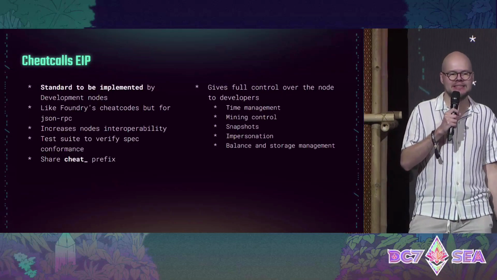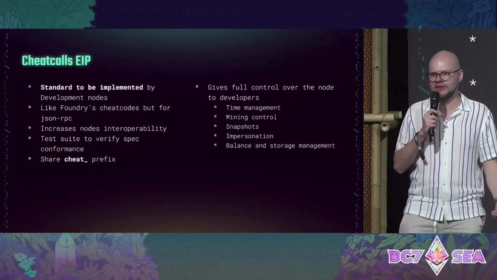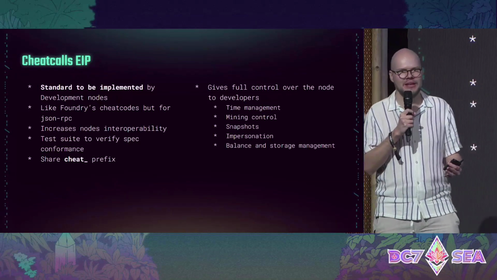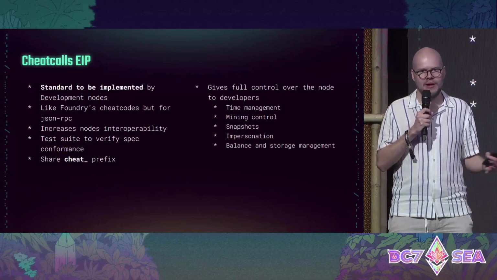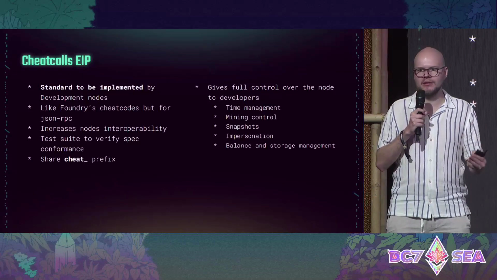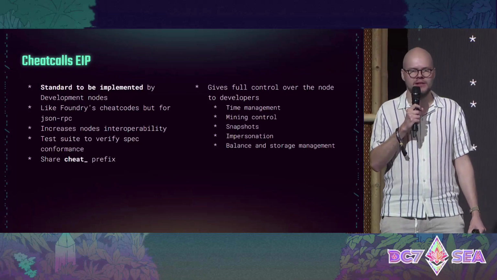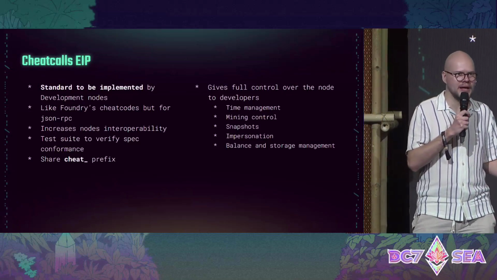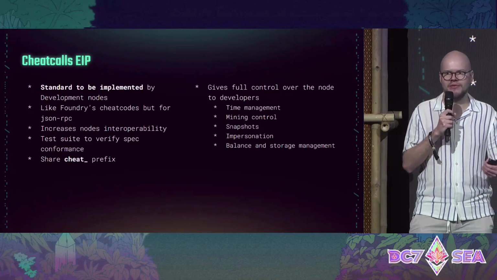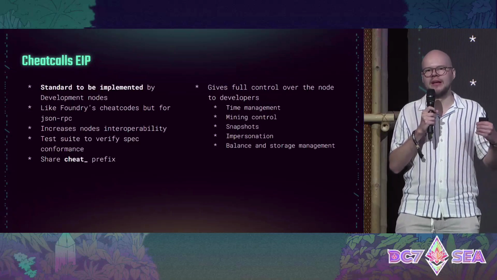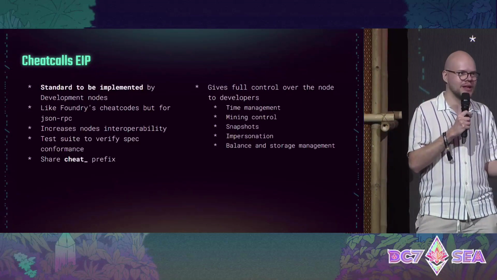But the basic idea is that it's like Foundry cheat codes, but for JSON RPC. So this is why it was named Cheatcalls EIP. It's all about reducing lock-in in a particular node implementation and increasing interoperability. So imagine that you develop a dApp and you don't develop a dApp specifically for Alchemy or, I don't know, Infura, right? You can switch RPCs without any issues.